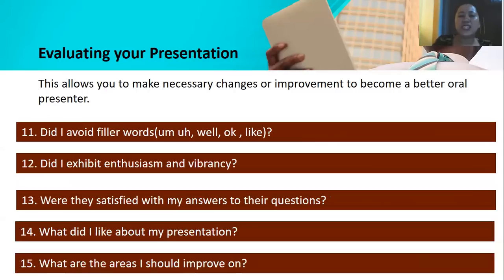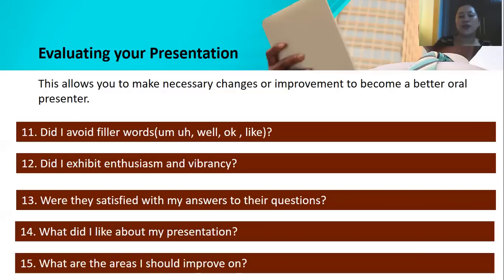Number 11, did I avoid filler words like well, okay? So like even myself is really guilty of that word. Even the native speakers, they're really fond of saying like that. So avoid that to the maximum of your capacity. I myself am a fan of saying okay because I was used during the face-to-face classes that I really need to verify if they have understood what I just said. Okay, so avoid filler words, especially because that is a manifestation of poverty of words.